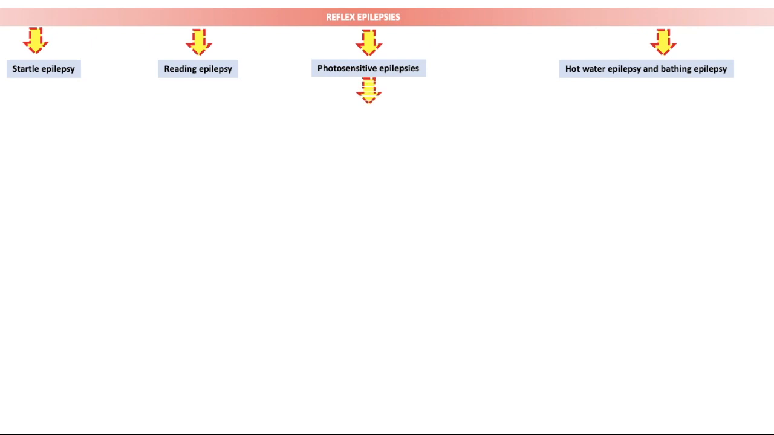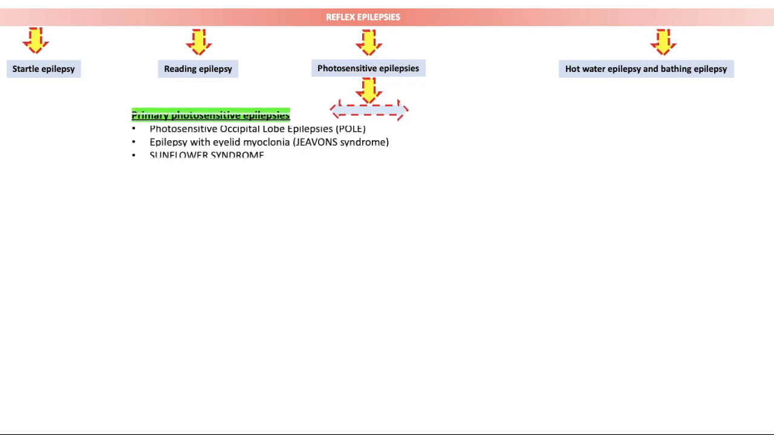There are two different scenarios which can cause photosensitive epilepsies. One is primary photosensitive epilepsies, wherein photosensitivity is the main reason for the epilepsy. The classical examples are photosensitive occipital lobe epilepsies, also called as POLE, then epilepsy with eyelid myoclonia, also called as Jeavons syndrome, then sunflower syndrome.